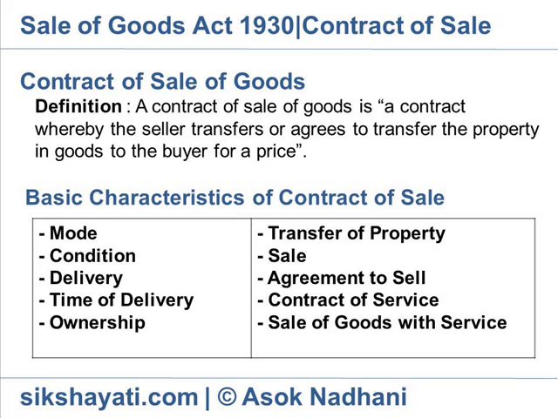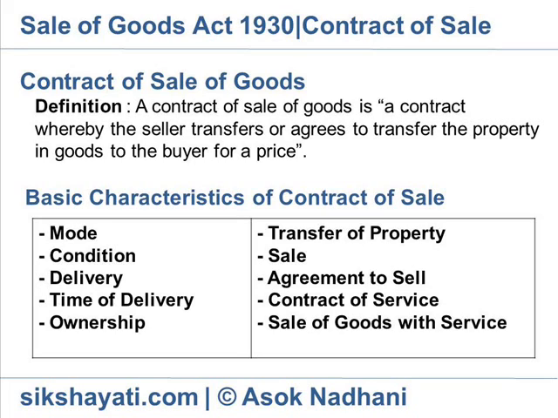Ownership: the seller must be owner or part owner of the goods. It may even be constituted between one part owner and another. Transfer of property: every contract of sale involves transfer of property in goods from the seller to buyer. In case of sale, the property in goods passes to the buyer immediately, whereas in case of agreement to sell, the property in goods passes at a future date.